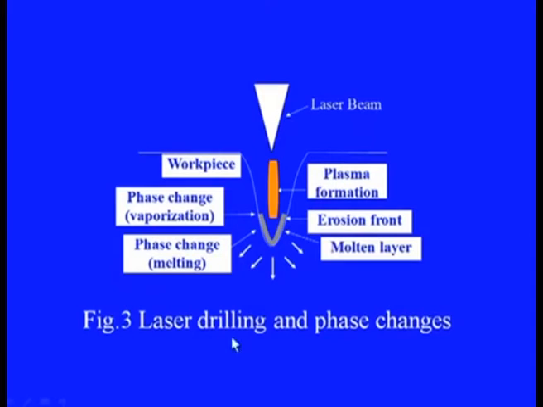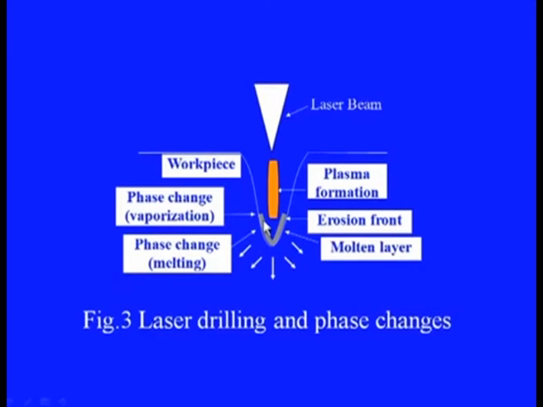This is the schematic of the laser drilling process, in which this is the laser beam incident on the workpiece. This is being focused by the focal optic system, the lens system, and the other optic systems which are not shown here. Only the focused laser beam is shown, and in between there will be a plasma formation, and then the heat of the plasma will cause the material to melt and erode, in fact evaporate, which will cause the erosion of the material and it gets machined.